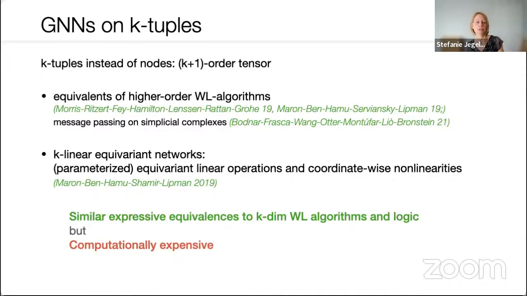Both of these approaches have similar equivalences to the k-dimensional Weisfeiler-Leman algorithm. The actual k or k+1 depends on the type of Weisfeiler-Leman algorithm you're mimicking, and to logic. So this is good. That means with every increased k, we increase the expressive power. But it does have drawbacks because it's computationally expensive. The computational complexity grows with the order k of that tuple we're looking at, so it's very expensive for higher k.